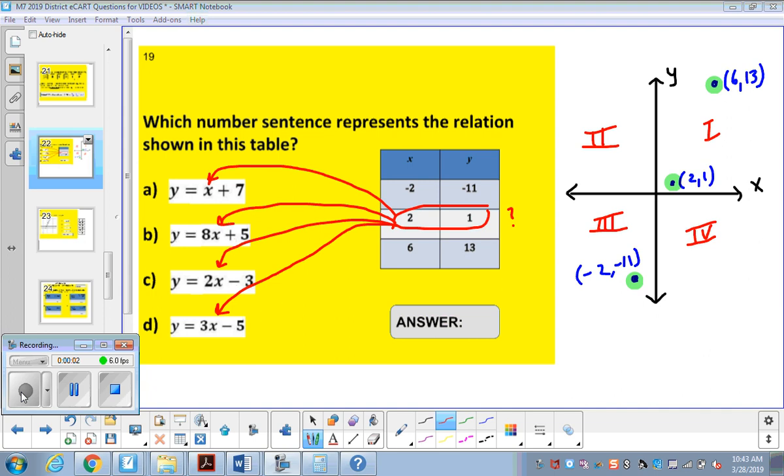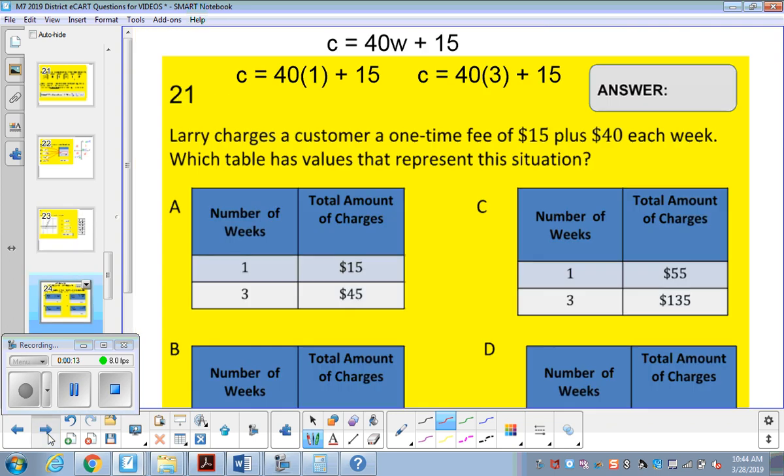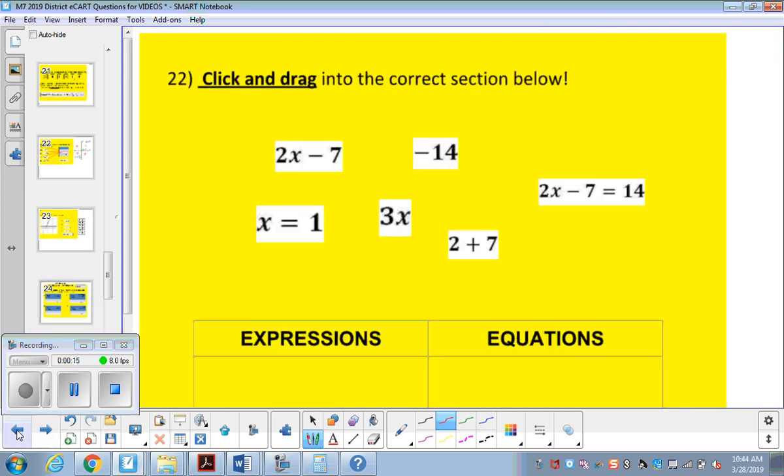All right, in this video, we're going to review plotting points on the coordinate plane and how to match up the table of values with one of the equations. And this is going to take care of questions 19, 20, followed by 21. All right, so back to number 19.